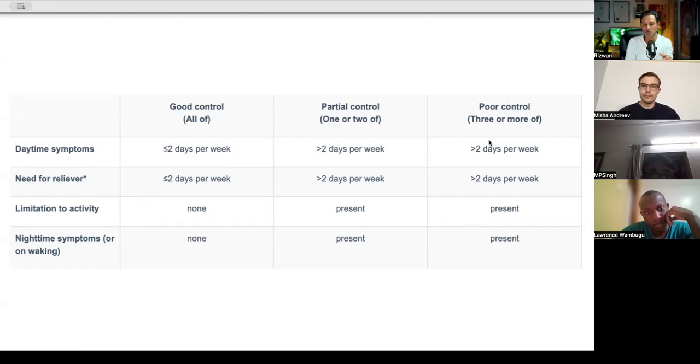Obviously, poor control would be more than every category. So I would say at least 3 to 4 times. Also, need of reliever 3 to 4 times a week, limitation of every activity, and frequently waking up multiple times during the night time. So again, this is very important. I'm more than happy for you to take a screenshot if you want to. I don't mind at all.